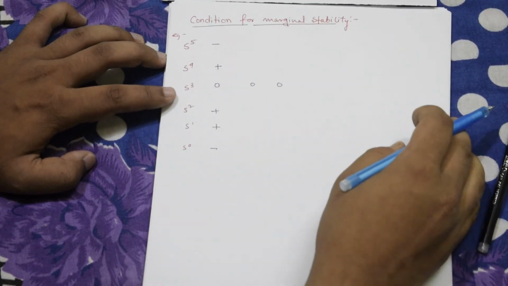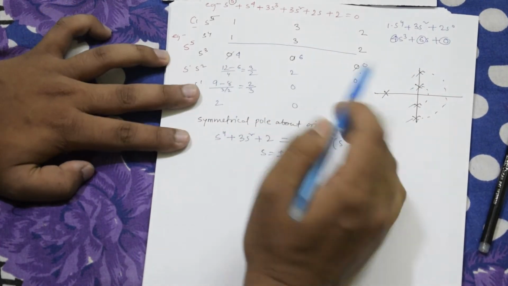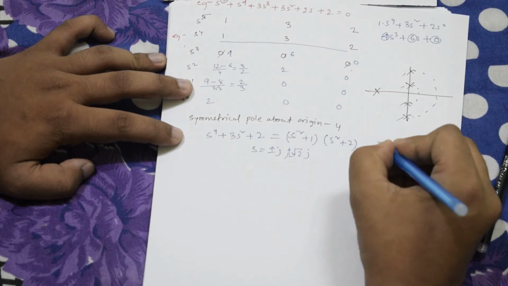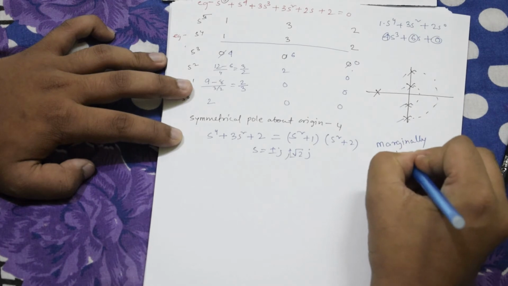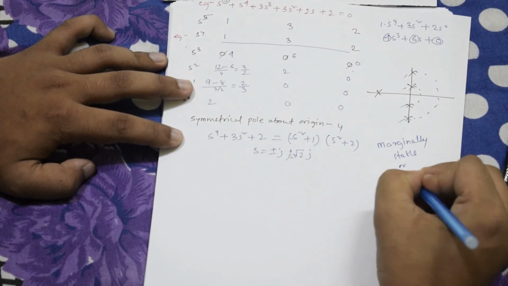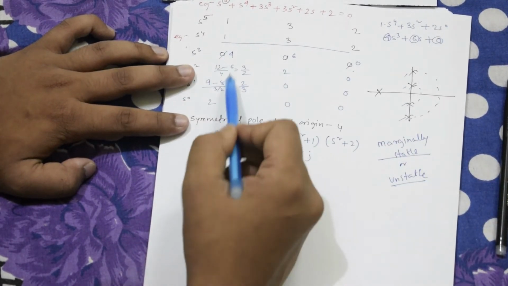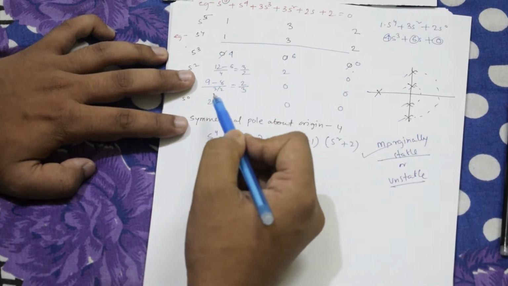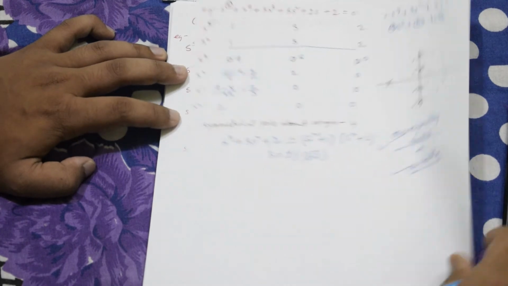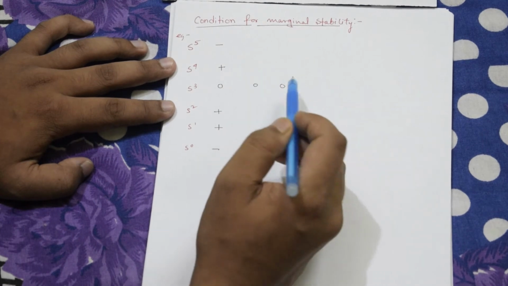Now moving forward, one more thing is that whenever a row of 0 comes, the system can never be stable. It will always be marginally stable or unstable. Now how do these two cases come? If there are no sign changes and it has a row of 0, then it is marginally stable, and if there are sign changes and it has a row of 0, then it will be unstable.